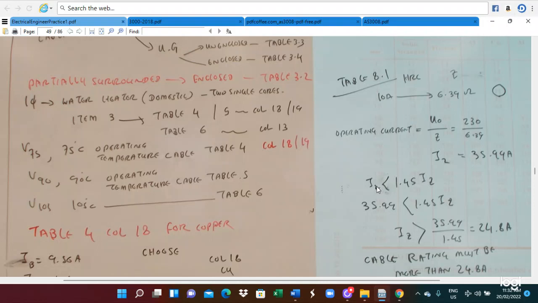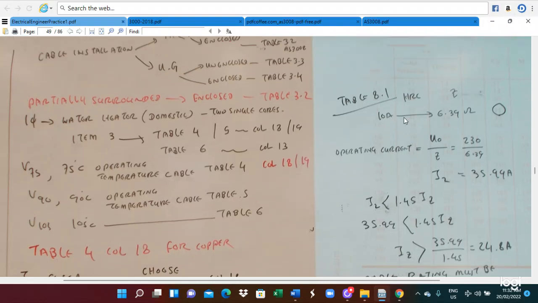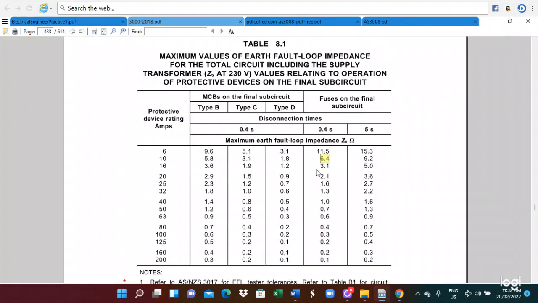How to calculate the I2? According to the I2 calculation, we use table 8x1. In this case, the protected device rating is 16 ampere, an HRC fuse utilized as given in the problem. In this case, for the HRC fuse, its fault loop impedance is 6.39 ohm. So here, the fault loop impedance is 6.39 ohm. 16 ampere followed. Protected device is 10 ampere. The fault loop impedance is 6.39 ohm.